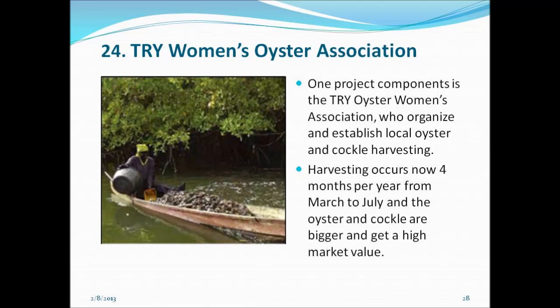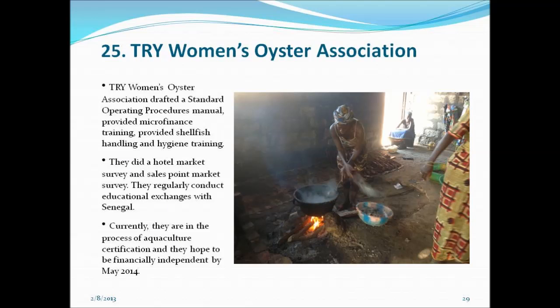Harvesting occurs 4 months per year, whereas before it was all the time. And this makes a difference because they now can get more money for the bigger oyster and cockle. So it's better for them. It's better when you can get more money. That's always a good thing, right? So in this case, they can harvest in the mangrove, maintain a healthier mangrove ecosystem, and gain economic incentives. So it's a good combination for the ecosystem and the local farmers.